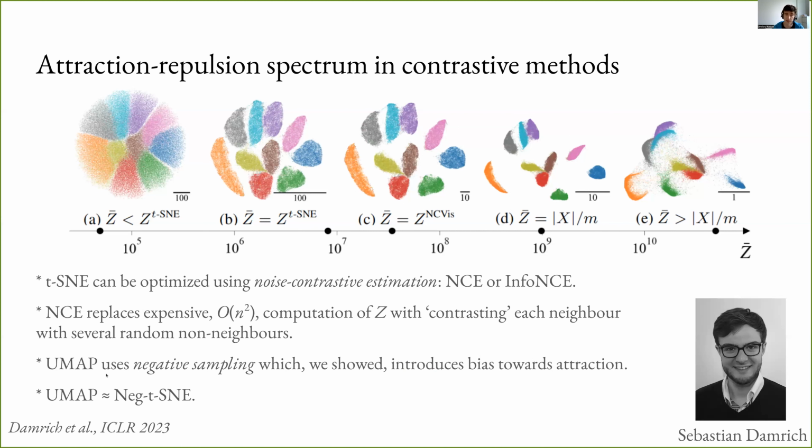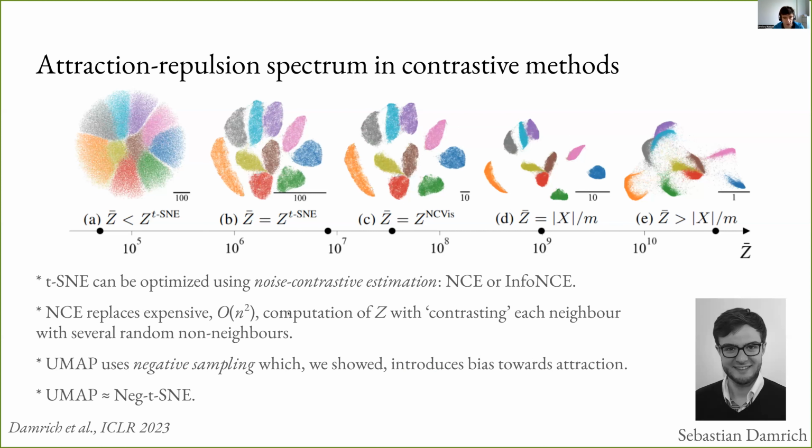UMAP does something slightly different. It uses negative sampling, which is basically a version of that, but does not take care of learning this Z constant. And Sebastian could show that this introduces a bias towards attraction. So we could regulate where you are on this attraction-repulsion spectrum by regulating the parameters of this estimate.